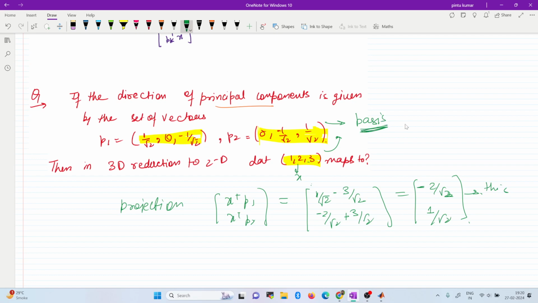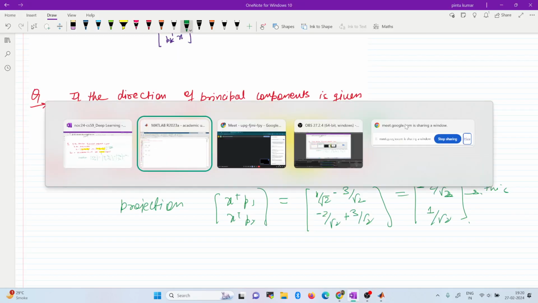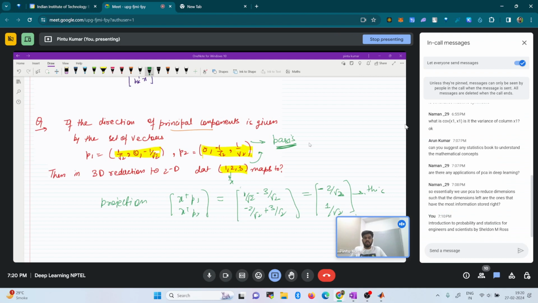Okay. Any doubt? Any doubt till this point?